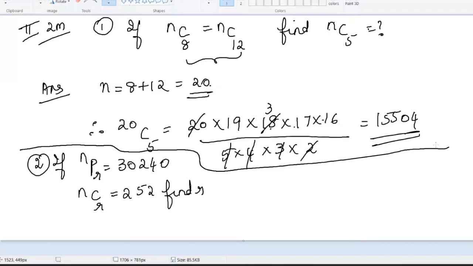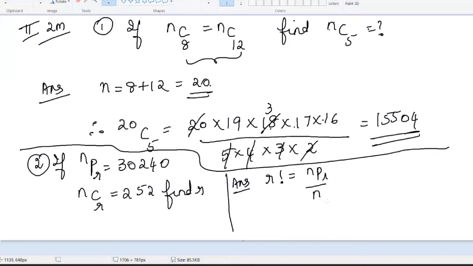nPr given, nCr given. Remember, I have told you one logic where nPr and nCr are given, you can find r, and r will be asked for a 2 mark. So how to do that? What is the relation between nPr and nCr? Remember, read the question carefully. They did not ask us r factorial, they asked find r. This is the mistake students commonly make. So r factorial is nPr by nCr.